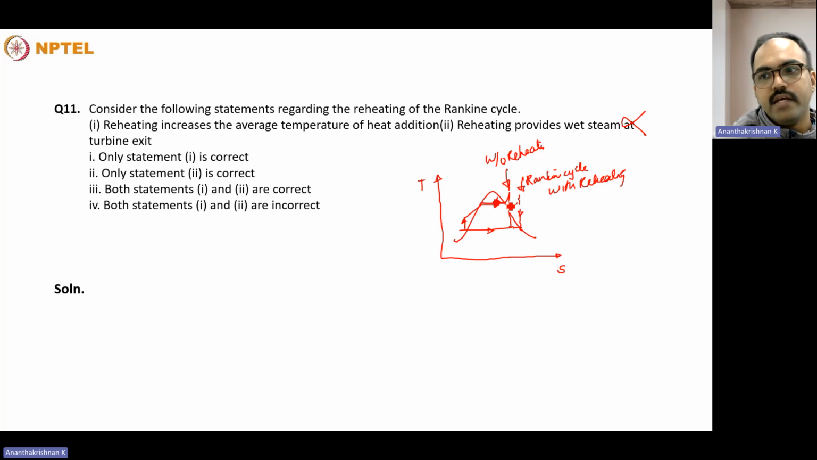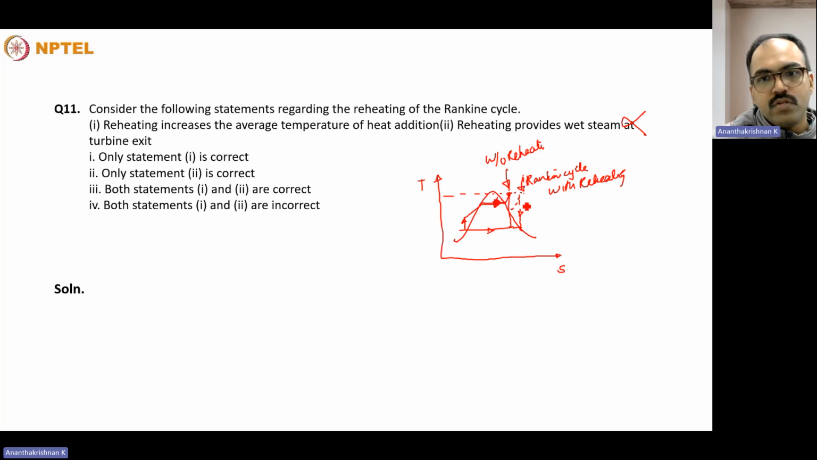But in the case of reheating, you have an average temperature here. Depending upon the reheat temperature that we are reheating to, it can actually increase or decrease the average temperature of heat addition. Suppose you are reheating it to a higher temperature, say this particular temperature, there is every chance that the average temperature of heat addition might increase. Suppose you are heating it up to a lower temperature compared to the original initial temperature, maybe somewhere here. In that case, the average temperature of heat addition can come down.